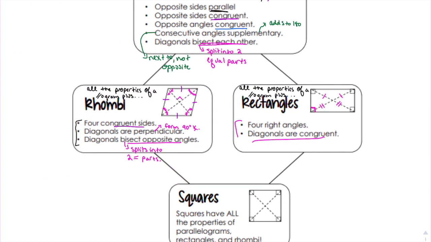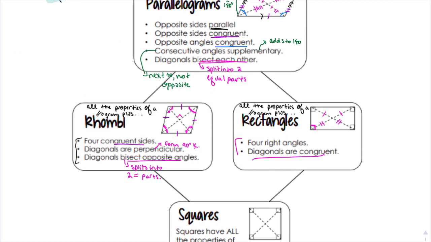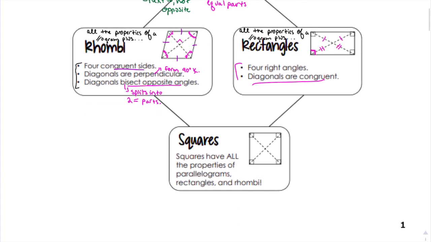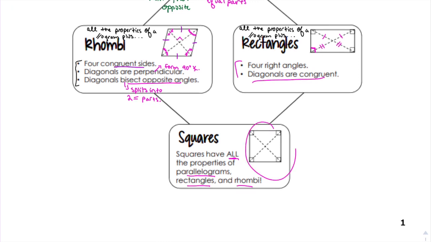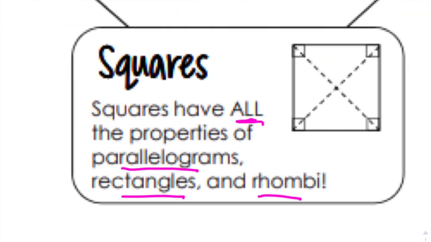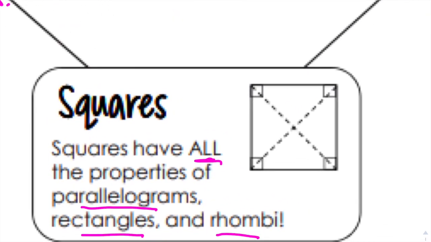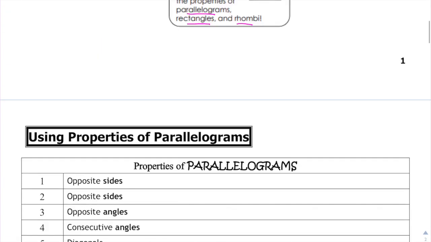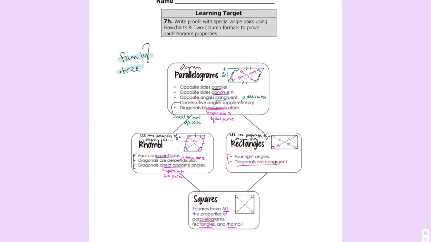All right, so those are our second and third shape, and then from rhombi and rectangle come squares. So squares have all the properties of parallelograms, rectangles, and rhombi. So everything that we just talked about fits into a square. So that means right angles, diagonals are equal, opposite angles are congruent, all the sides are congruent, opposite sides are parallel, okay? So let's go ahead and move down. I'll give you a minute, maybe write that down.